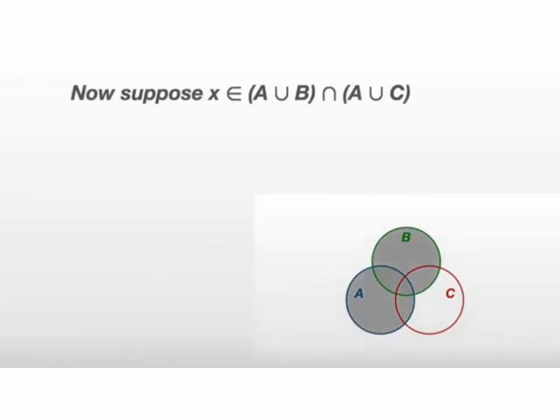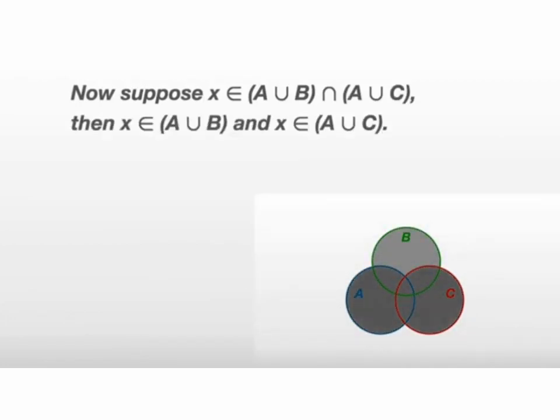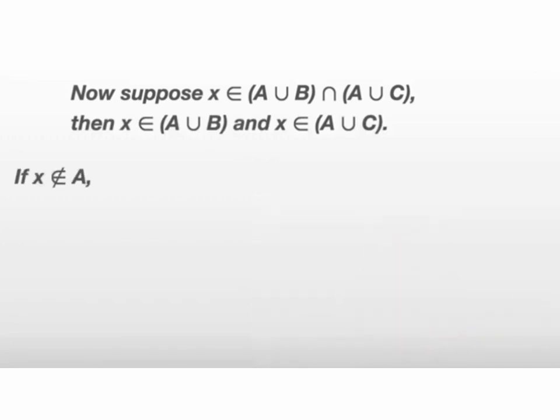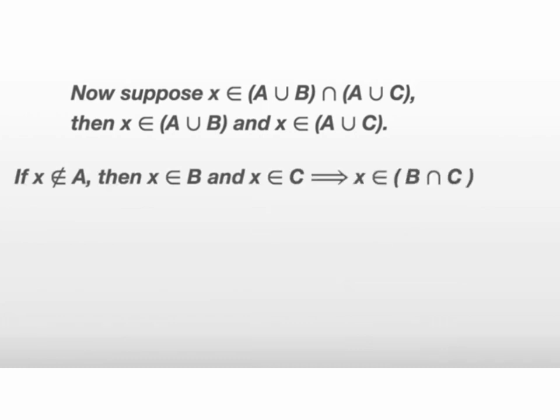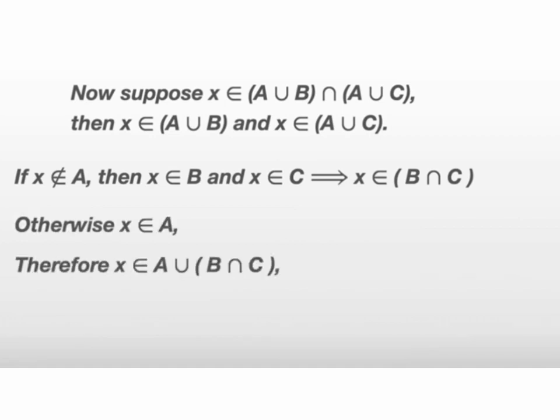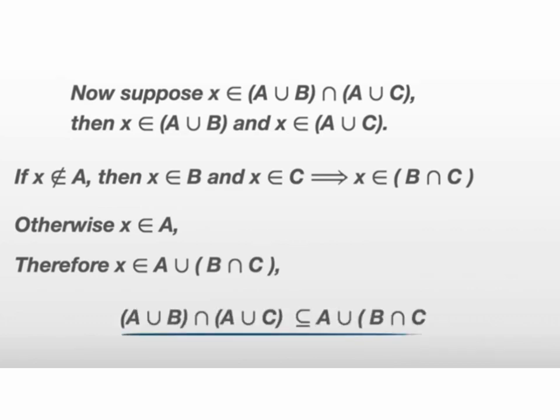Now suppose X is in (A ∪ B) ∩ (A ∪ C). This means that X is in both A ∪ B and A ∪ C. If X is not in A, then it must be in both B and C. So it must be in the intersection of B and C, and otherwise X is in A. So X is in the union of A and B ∩ C, which means (A ∪ B) ∩ (A ∪ C) is a subset of A ∪ (B ∩ C).